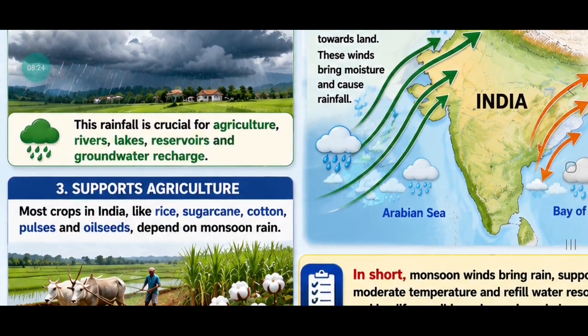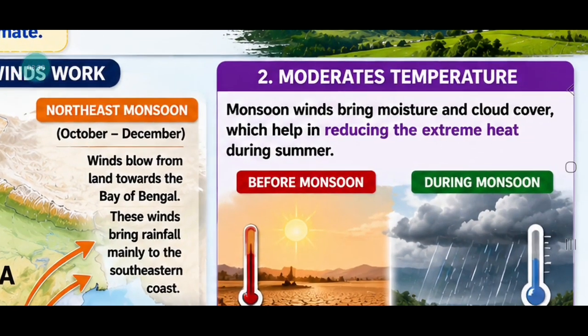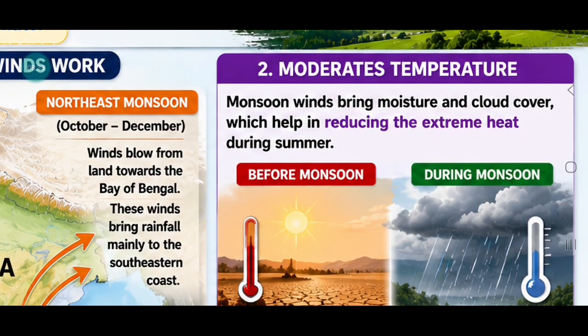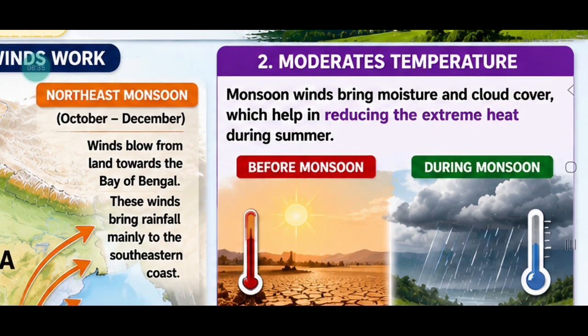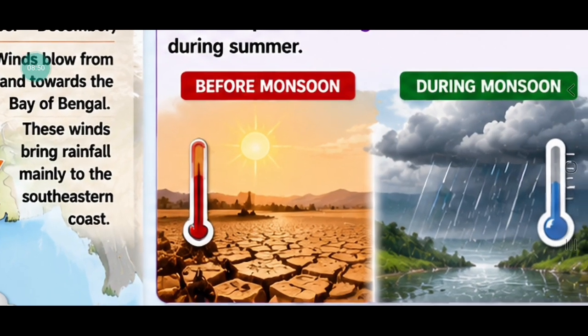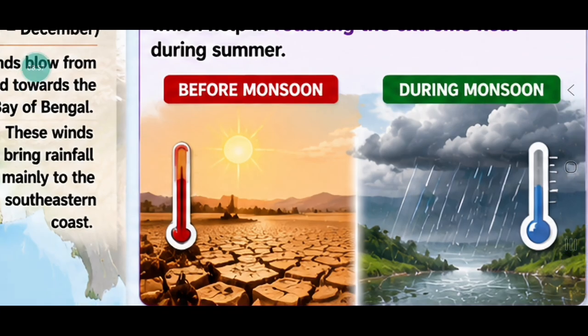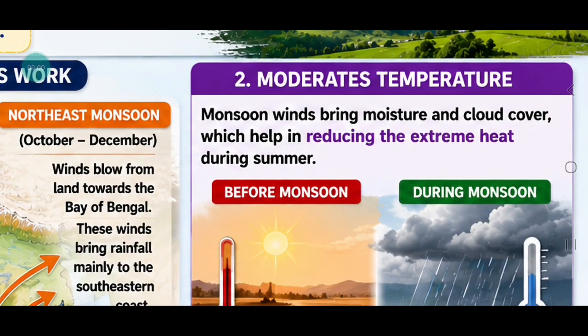Point number 2 is moderate temperature. Monsoon winds bring moisture and cloud cover which help in reducing the extreme heat during summer. During extreme heat, these winds are attracted towards the northern part of India, and these winds are cool, so they create a cooling effect. So what they do is moderate temperature.